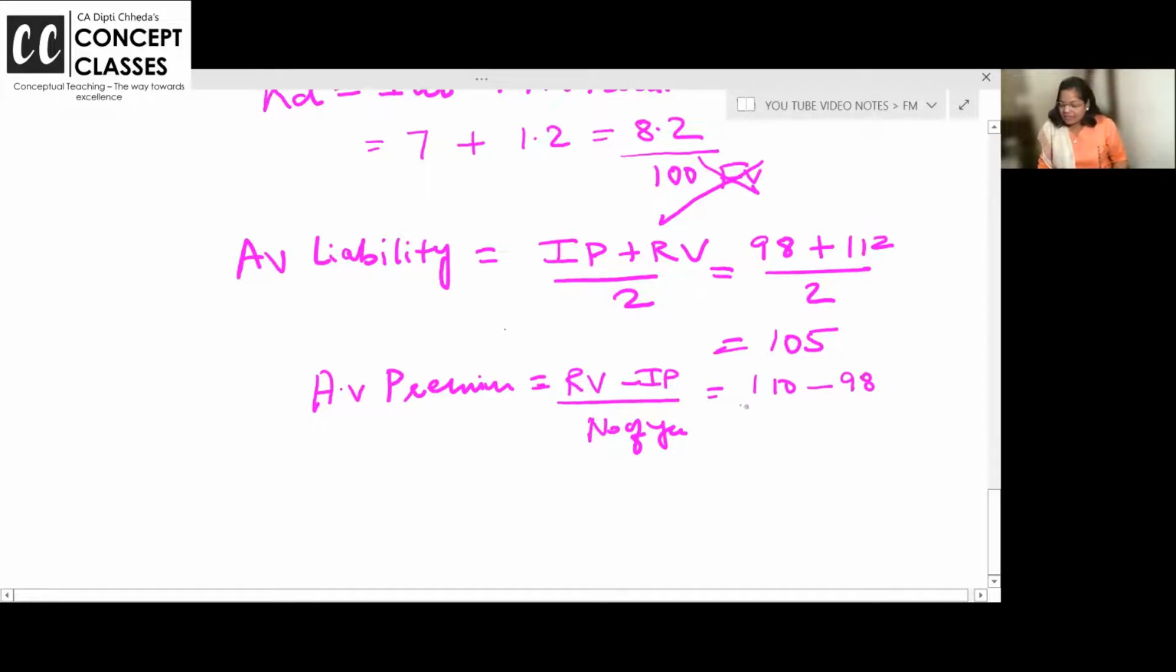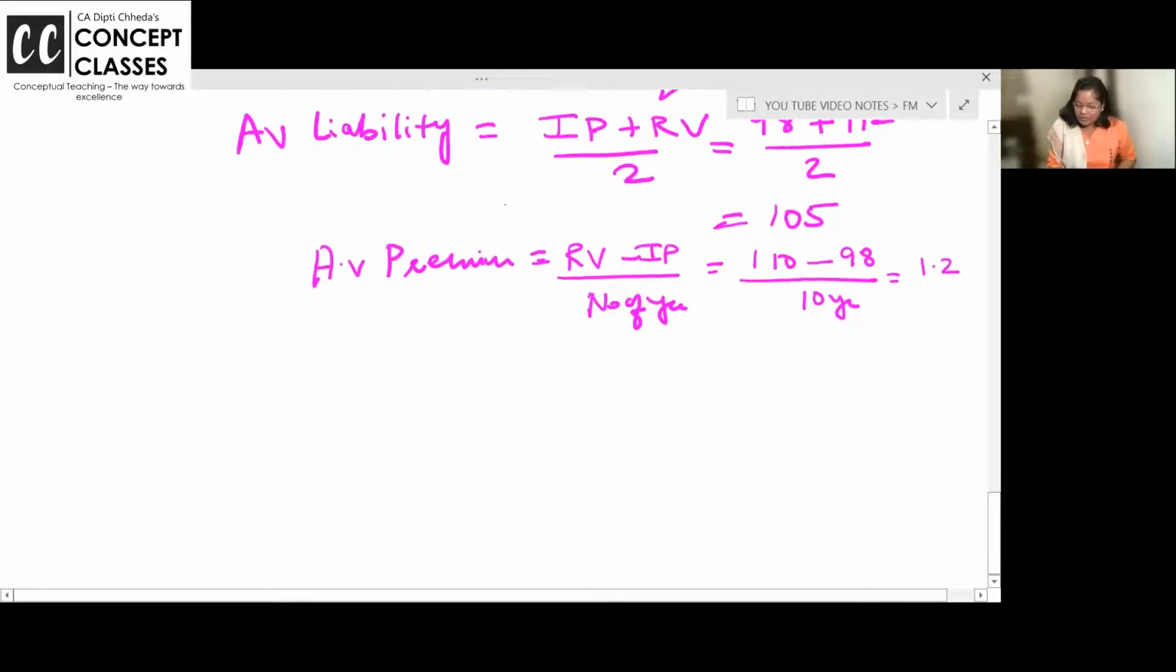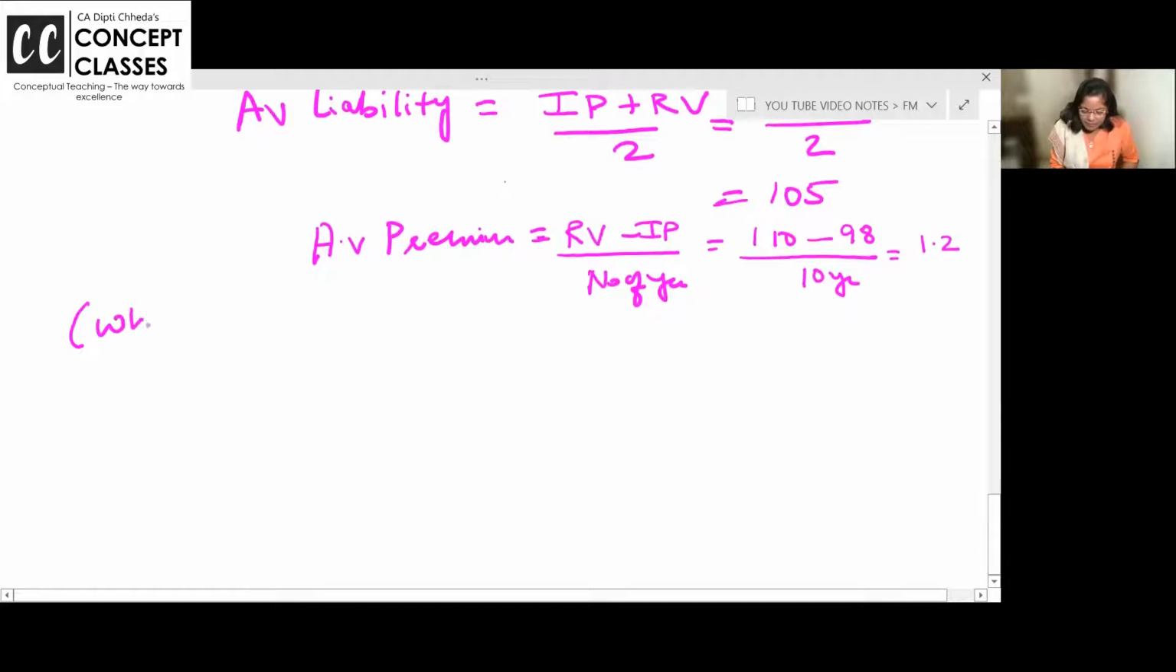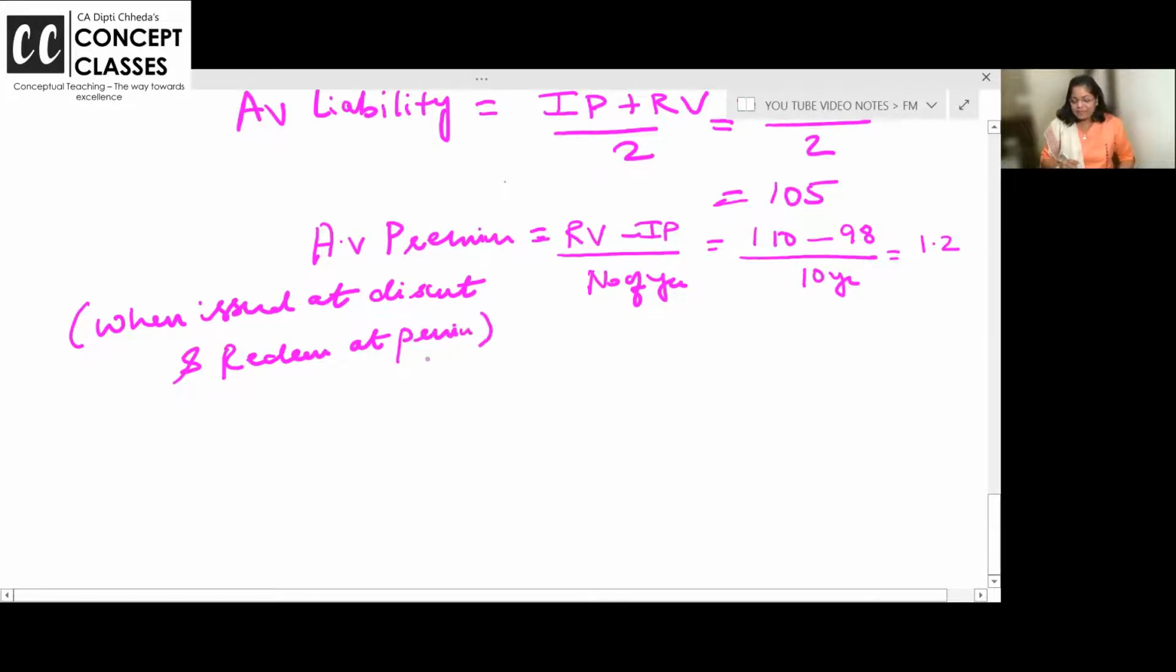98. Divided by how many years? 10 years. So per year, how much? 1.2. Average premium is the additional cost, average premium when issued at discount and redeemed at premium.